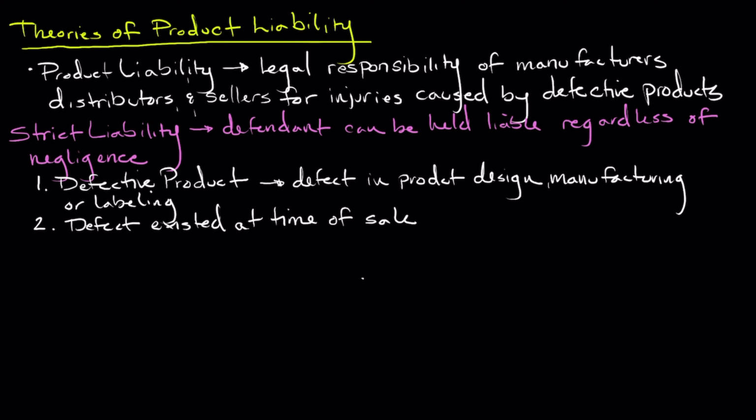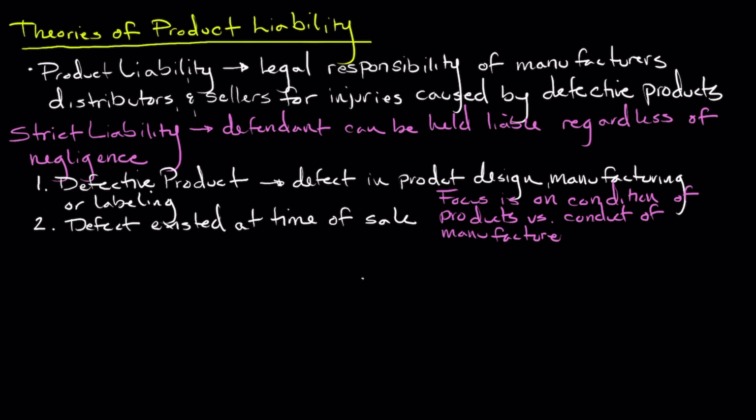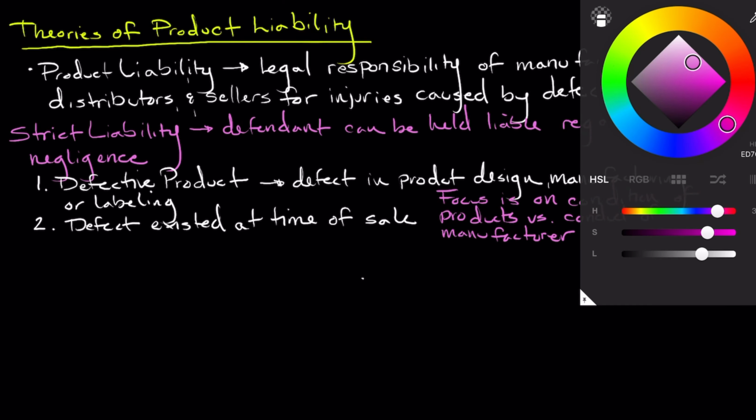Something important that I want to mention is that strict liability cases focus on the condition of the product rather than on the conduct of the manufacturer. It recognizes that manufacturers have a responsibility to ensure the safety and quality of their products regardless of their level of care. So the same elements of negligence would not have to apply in strict liability cases.